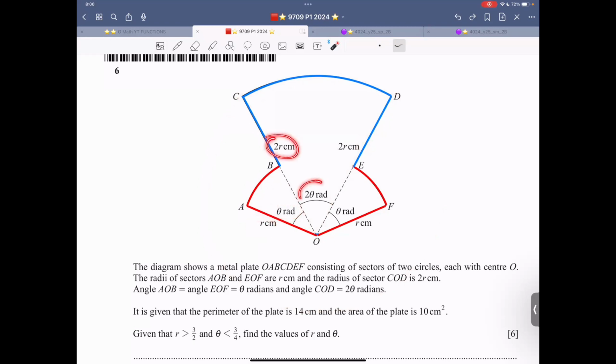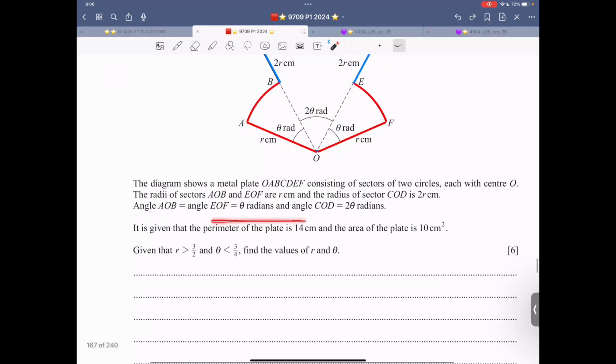The radius is 2R, angle is 2 theta. All this information is given. If the perimeter of the plate is 14 and the area of the plate is 10, given that R is this and theta is this, find the values of R and theta.